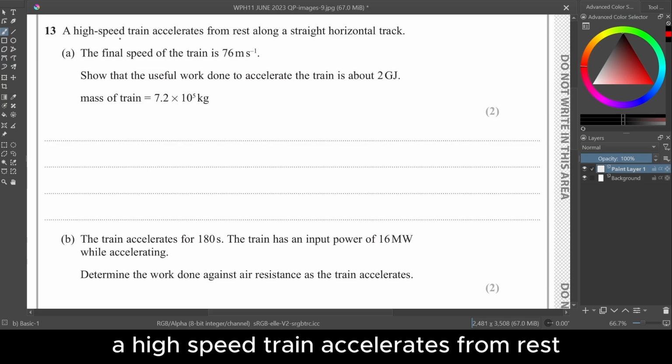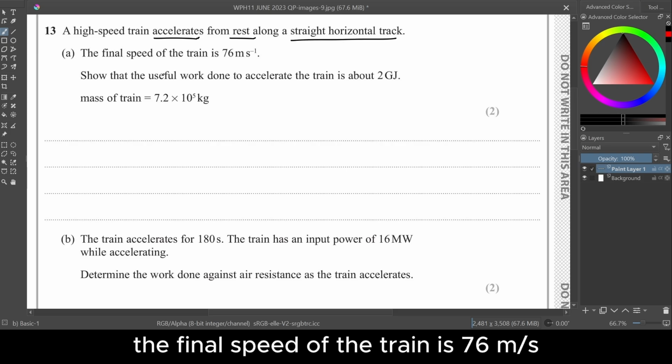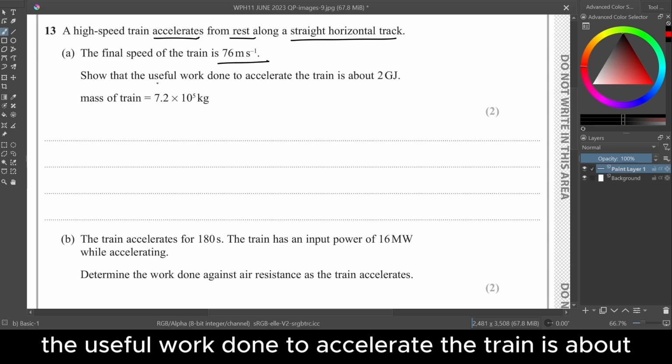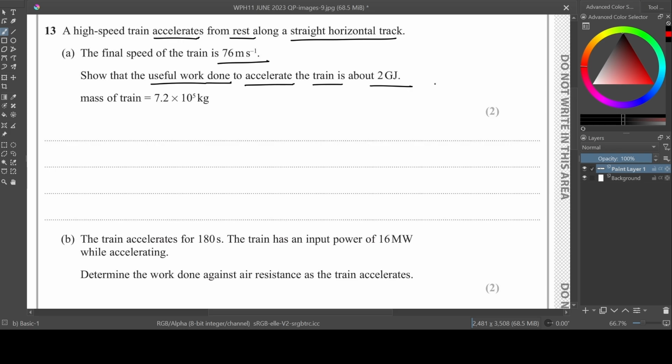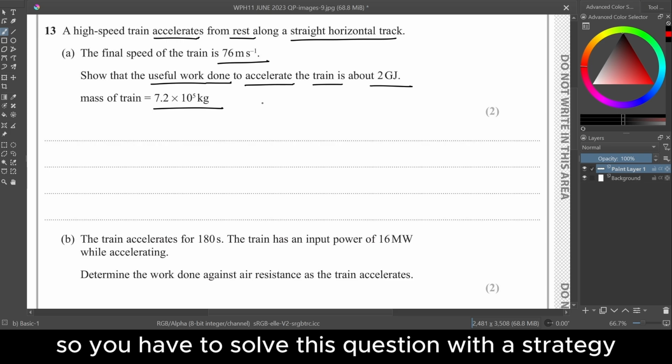A high-speed train accelerates from rest along a straight horizontal track. The final speed of the train is 76 meters per second. Show that the useful work done to accelerate the train is about 2 gigajoules. Now the mass of the train is 7.2 times 10 raised to power 5 kg. So you have to solve this question with a strategy.